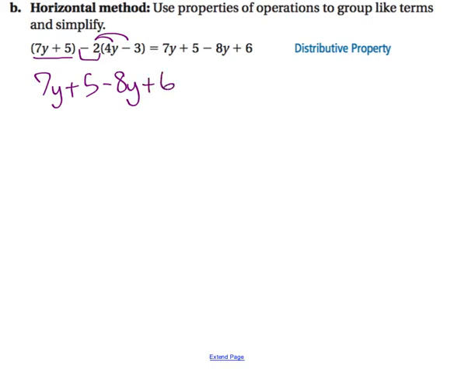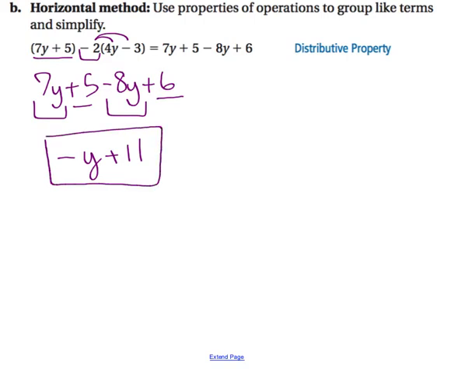Then I do my like terms. 7 and negative 8 make negative 1y. 5 and 6 make 11. I've added my like terms. Now I'm done. So in order to subtract linear expressions, you add the opposite.